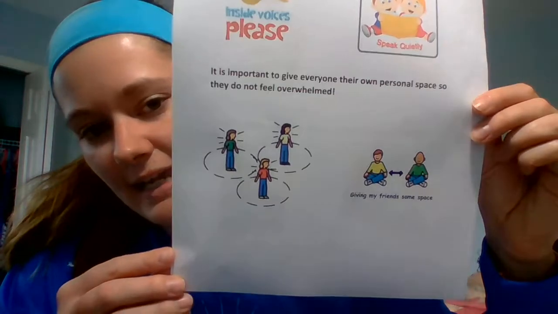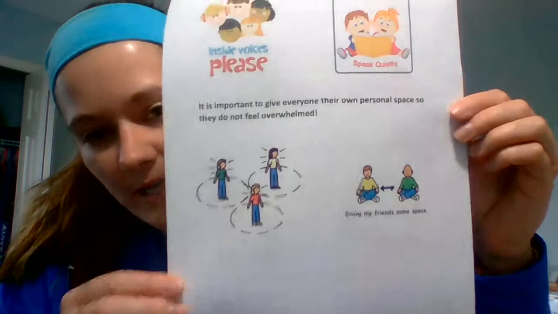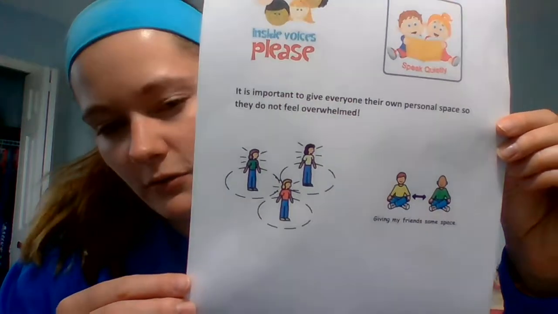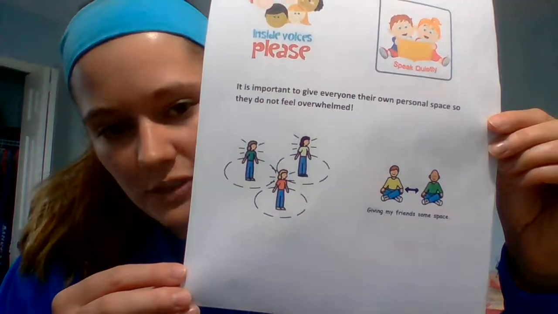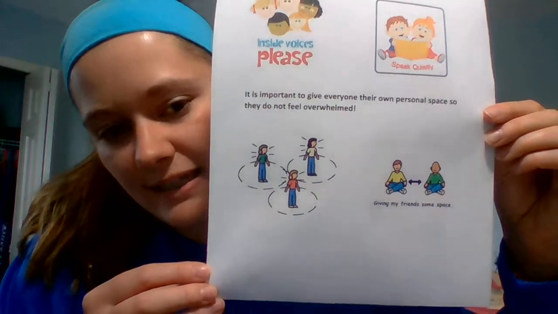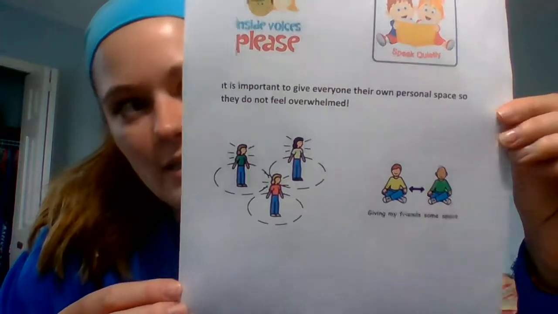And then lastly is keeping personal space. It is important to give everyone their own personal space so that they don't feel overwhelmed. In one clip art example, I have circles around 3 people showing their individual space and to not enter their personal space. And then lastly, I have a friend giving their friend their own personal space.